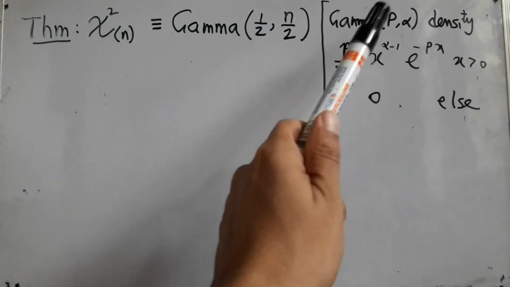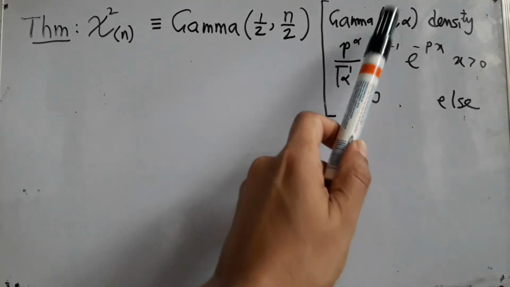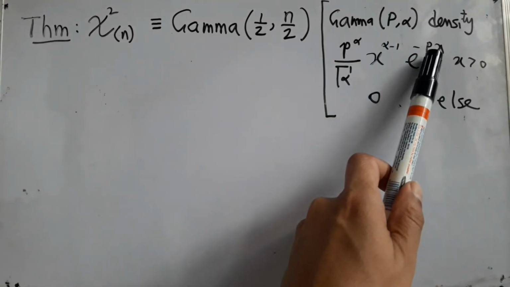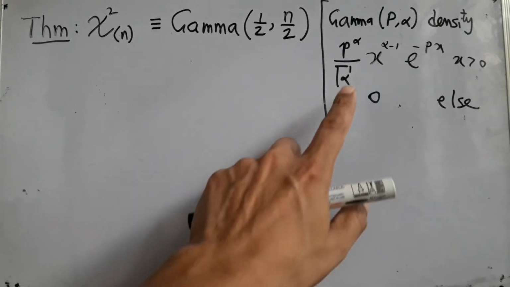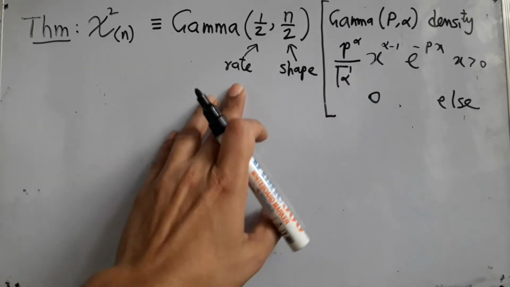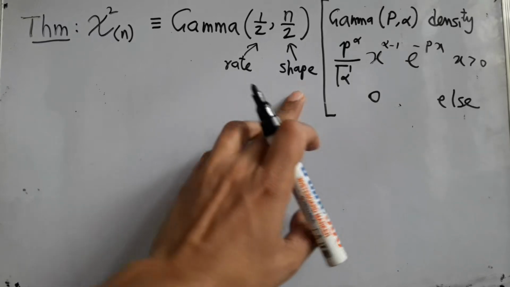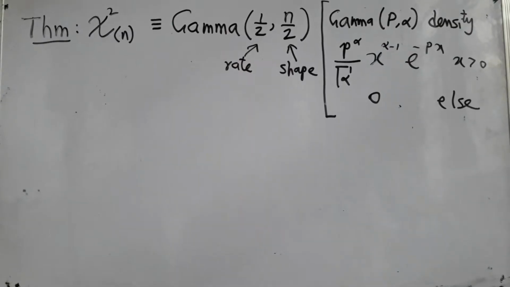When I write gamma p alpha, I mean this density. So p is the parameter that occurs in the exponential and alpha is the parameter that occurs inside the gamma. You can remember them as the rate parameter and the shape parameter. The first one is the rate parameter, the second one is the shape parameter.